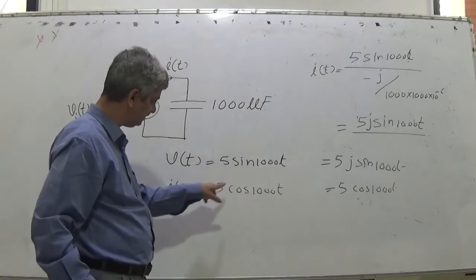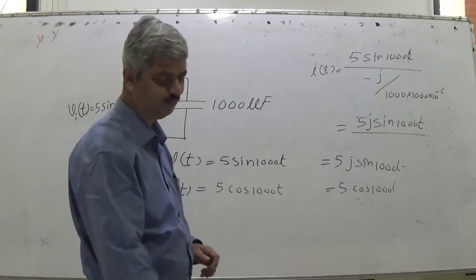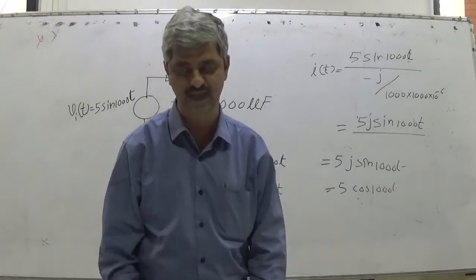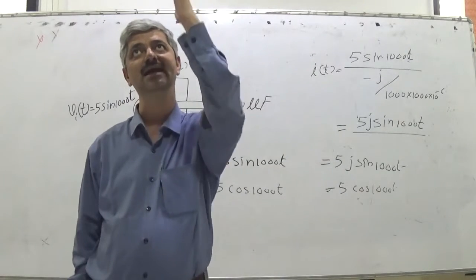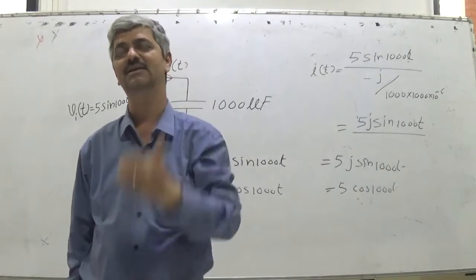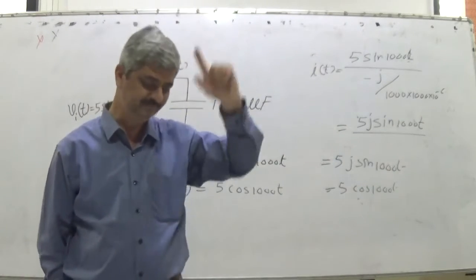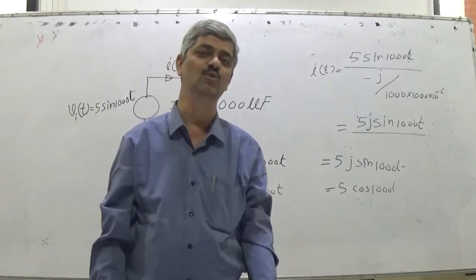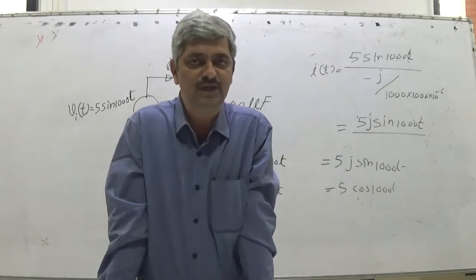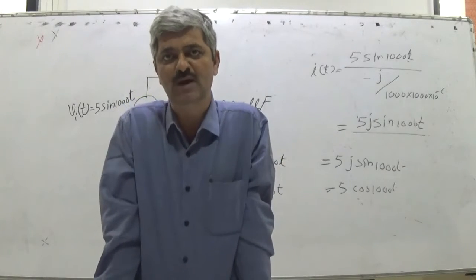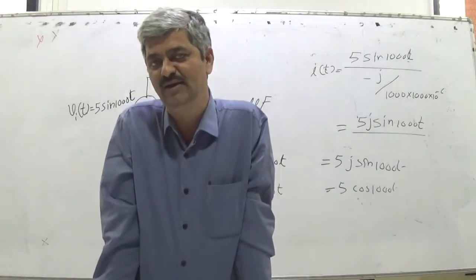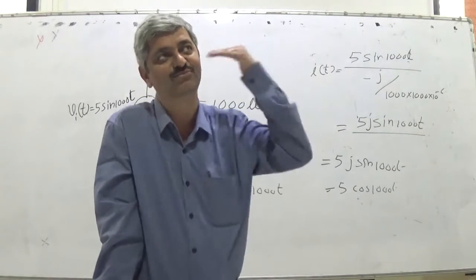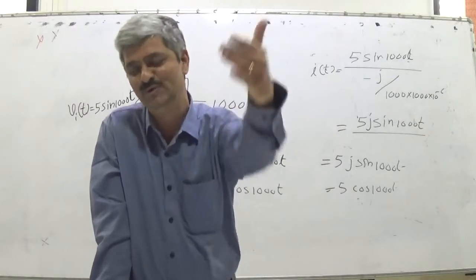Voltage is sine, current is cosine. So if we plot voltage and current one below each other over a full cycle of 2 pi, you can convert into 4 parts: from 0 to pi by 2, from pi by 2 to pi, pi to 3 pi by 2, and 3 pi by 2 to 2 pi. I think there is no need to draw. It should be on your mental plane for visualization.